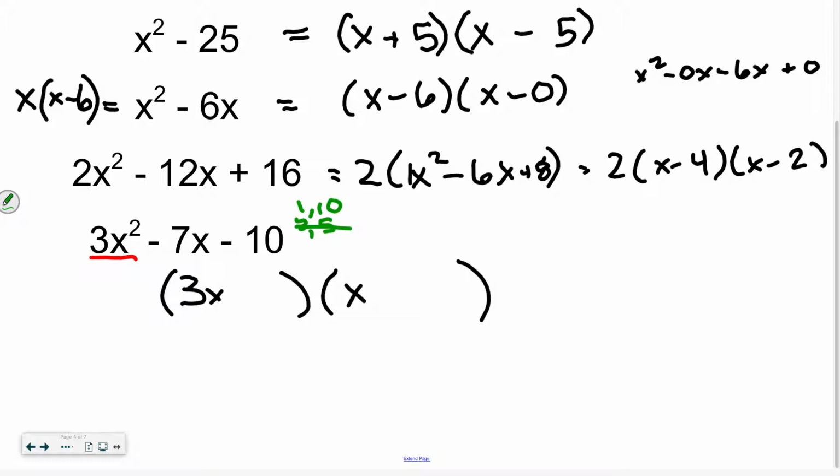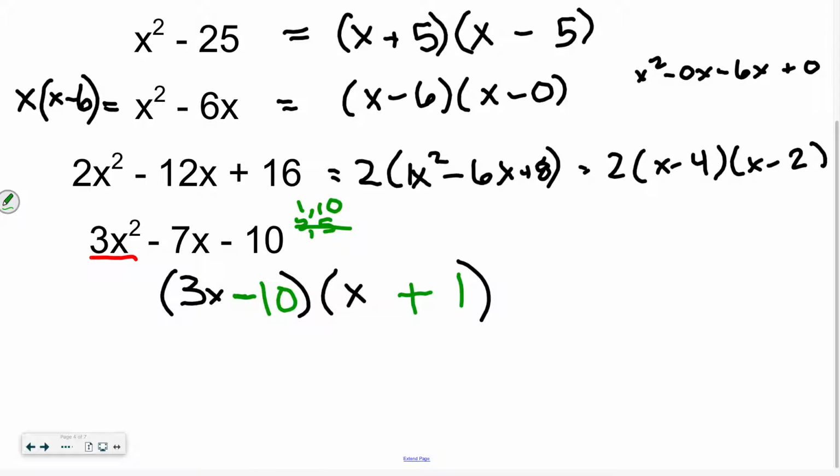If it factors, it's got to be 1 and 10. Can you look at it right now and decide where your 1 and your 10 should go? 10 probably on the left and 1 on the right. Then we get 3x and 10x. Will they make -7x? As long as which number is negative? The 10, the bigger number. So it's got to be -10 and +1.